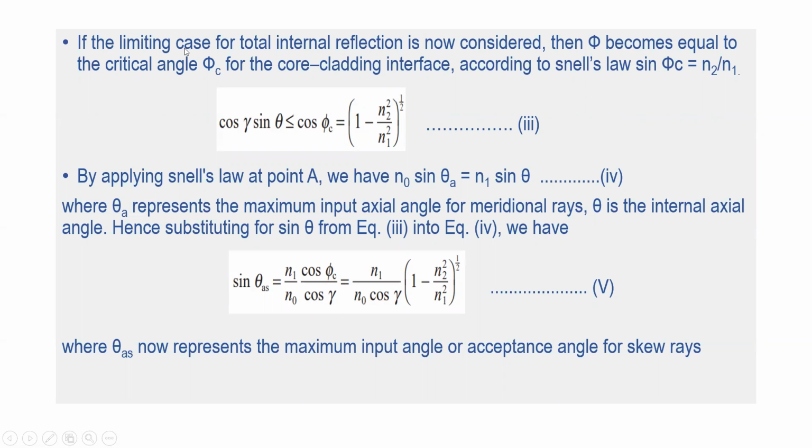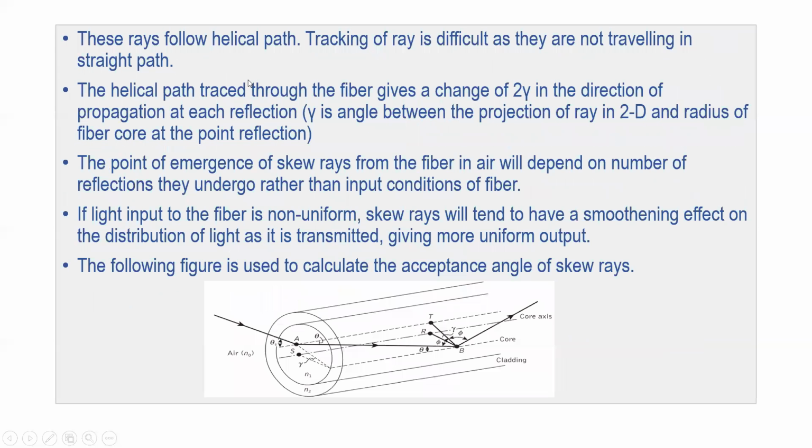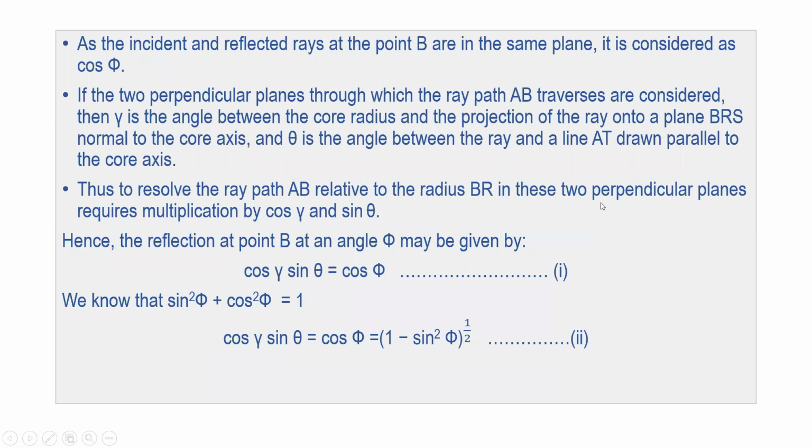If the limiting case of total internal reflection is now considered, then phi becomes equal to the critical angle phi c. We know that the critical angle is the angle above which the ray will be shifted from one plane to another plane. So we are considering the critical angle as our limiting angle. It is considered as cos phi, so cos phi is your critical angle.